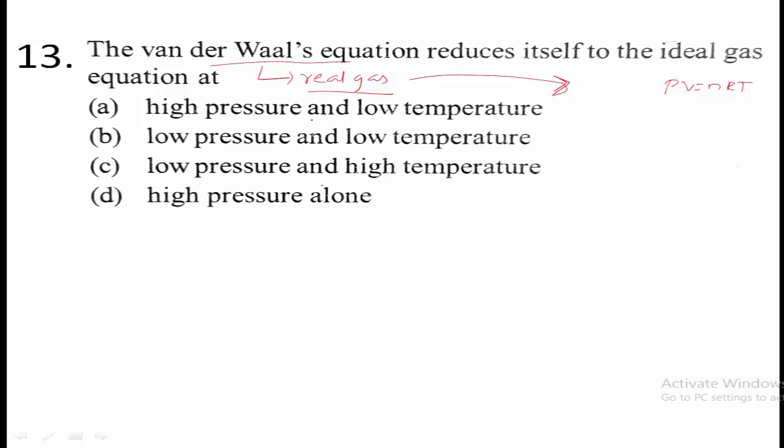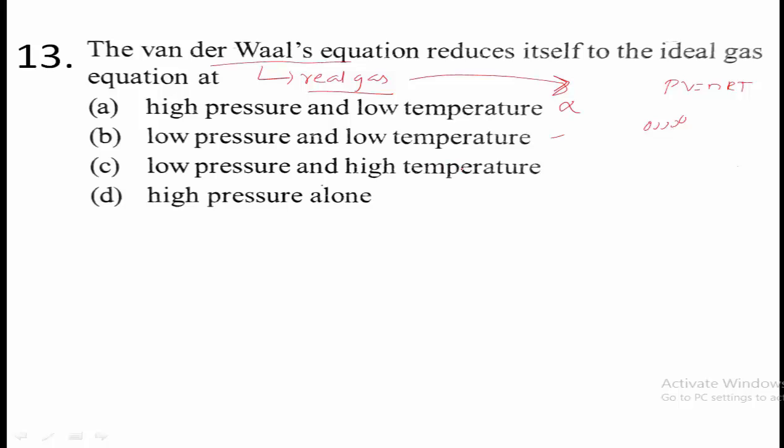You have to say, when do real gases show ideal gas behavior? At high pressure and low temperature. So if the pressure is high, the molecules are near to each other and hence there is a force of attraction, and hence this option is wrong. There should be no force of attraction in an ideal gas, but in a real gas there is a force of attraction. So this is wrong. Low pressure and low temperature: if temperature is low, kinetic energy is less, and again there will be intermolecular force.